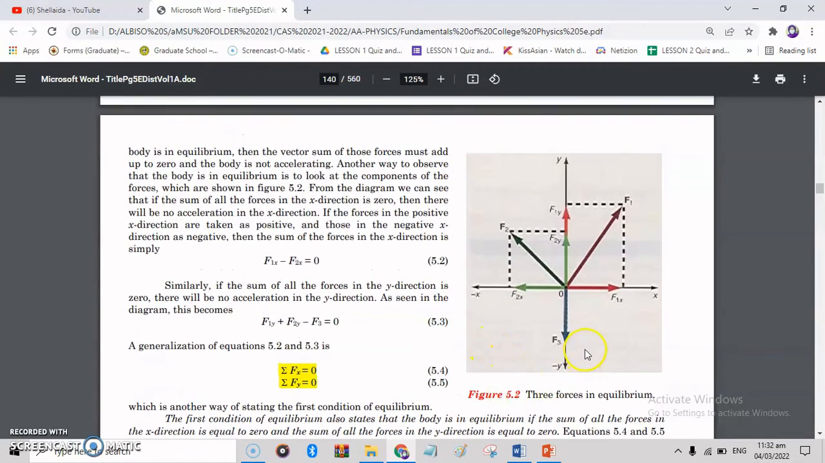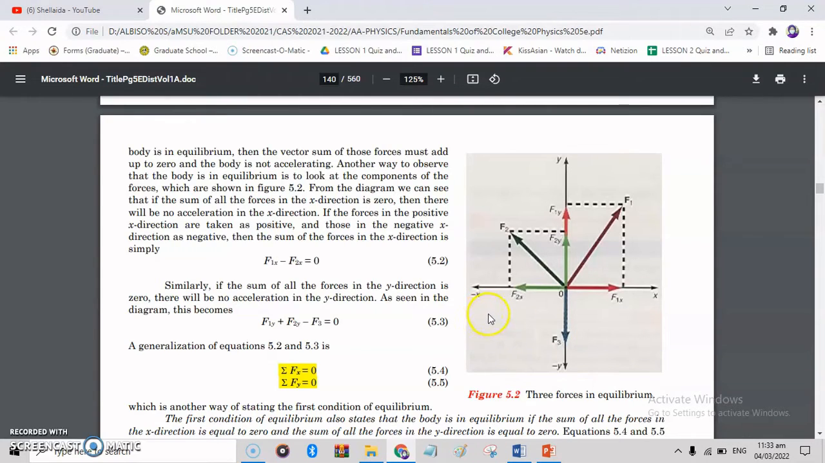Now, let us consider this figure 5.2 with three forces in equilibrium. What are these three forces? This F1, F2, and F3. Halimbawa, itong F1 is a rope, and itong F2 is another rope, and then itong F3 is another rope. So, tatlong tali, yung dalawa naka-angle. Pag naka-angle, there is an x and y component of each. So, this is the F1x, F1y, and then for F2, there is F2x, and also there is F2y. For F3, since it is in the y component, it is still F3.